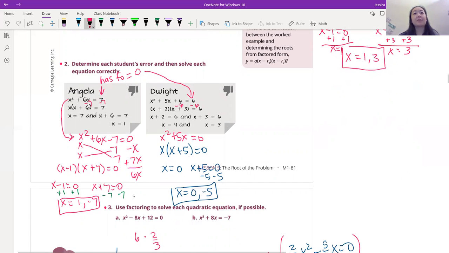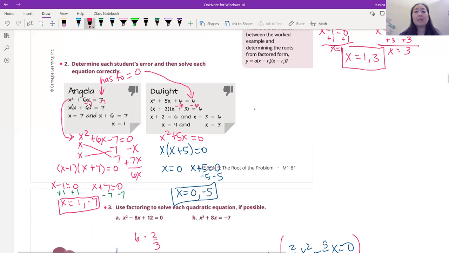Follow the work. Okay, and same thing with Dwight. The only thing with this one is it's a little bit different. Dwight should have used Angela's technique. Remember, always the first step that people forget is GCF. Is there a GCF? And these are only 2 terms. So yeah, there's a GCF. It's just x. So we're going to factor out the x. And then what do we have left? X plus 5. That's it.